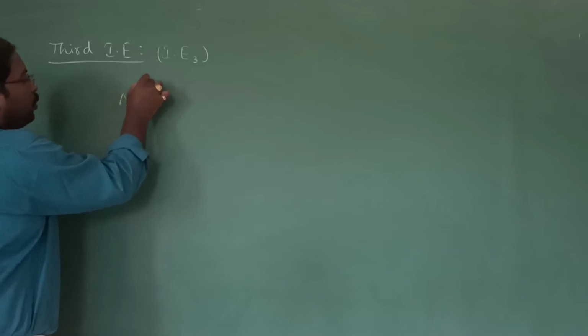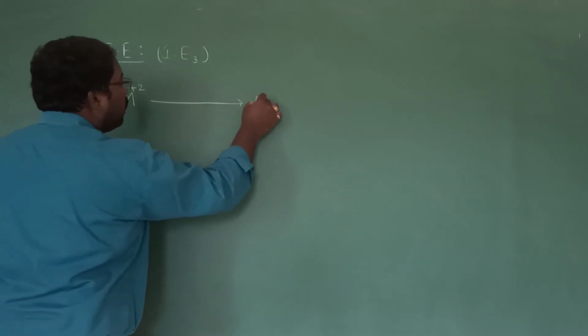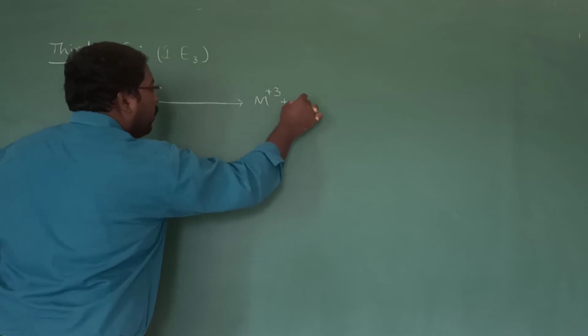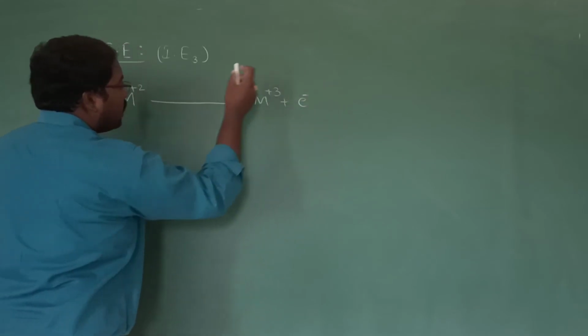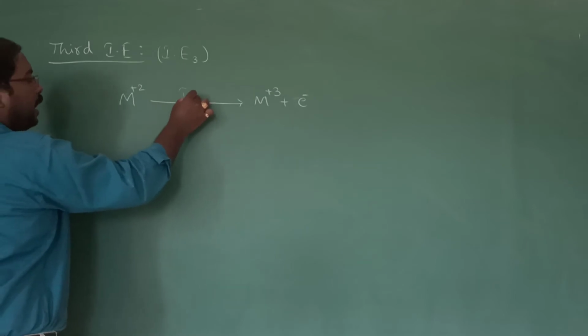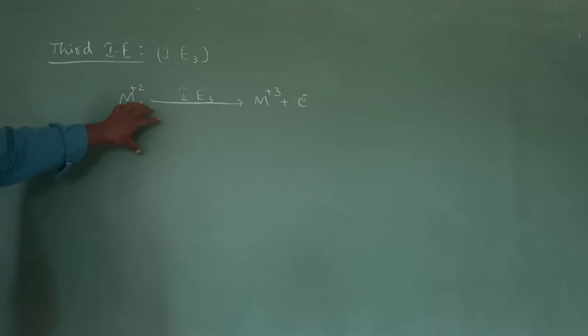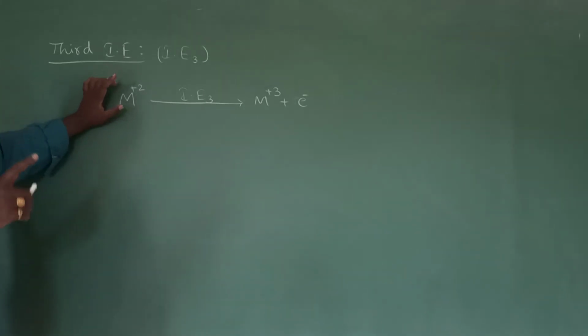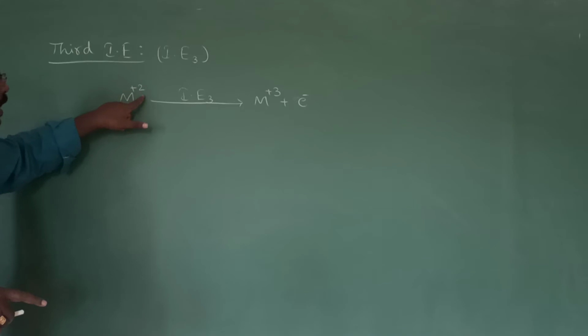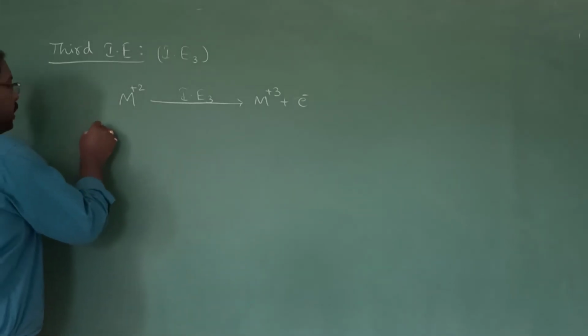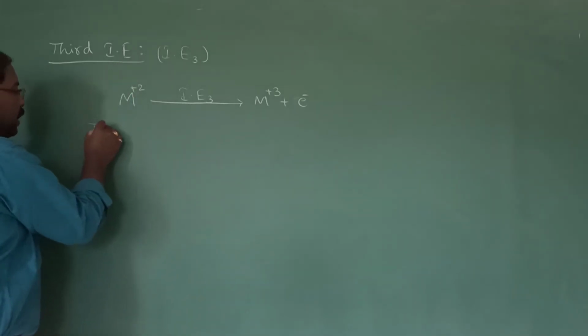So already 2 electrons have been removed. Now if you want to remove 1 more electron, the required energy is known as third ionization energy. Definition-wise, the amount of energy required to remove an electron from which ion? This one. The previous one is unipositive because its charge is +1, but in this case its charge is +2, so it is called a dipositive ion.